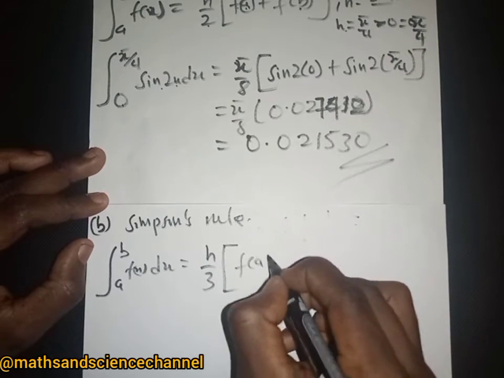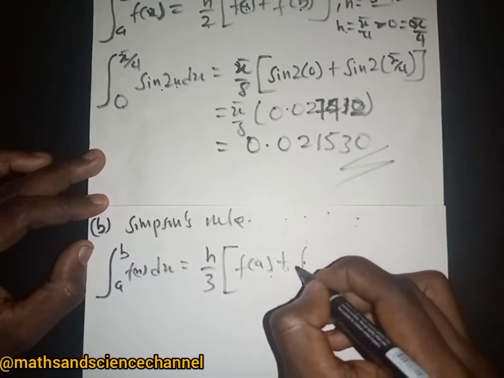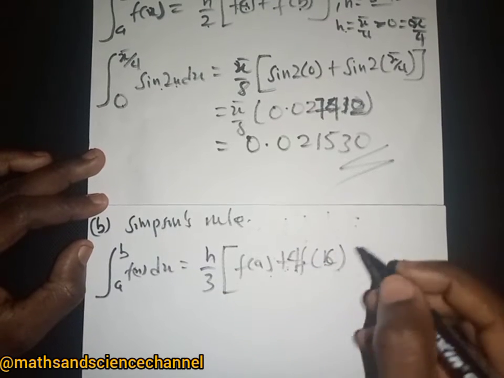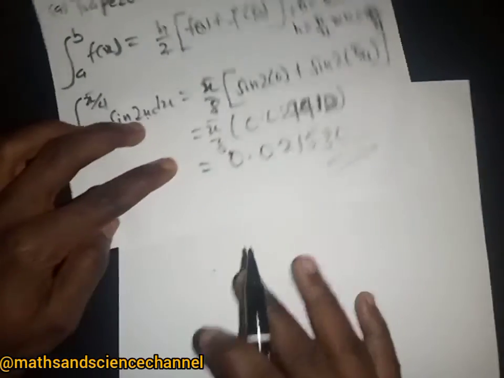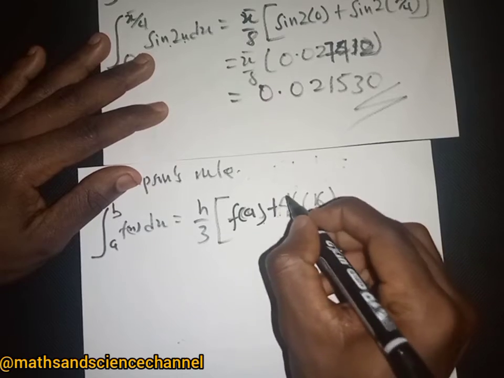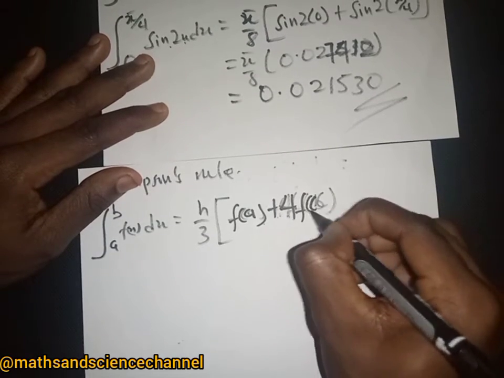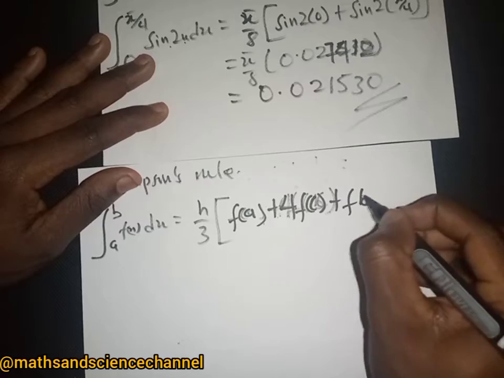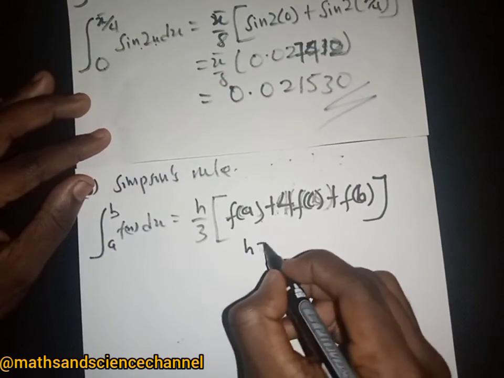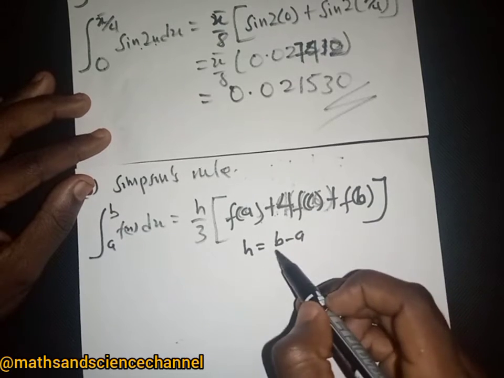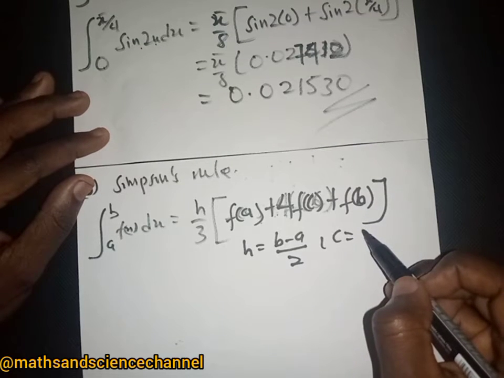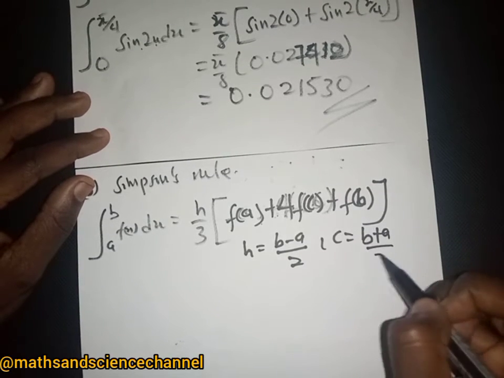Then we have f of a plus 4 times f of c plus f of b. All right, in this case h is just b minus a divided by 2, and c here is just b plus a divided by 2.